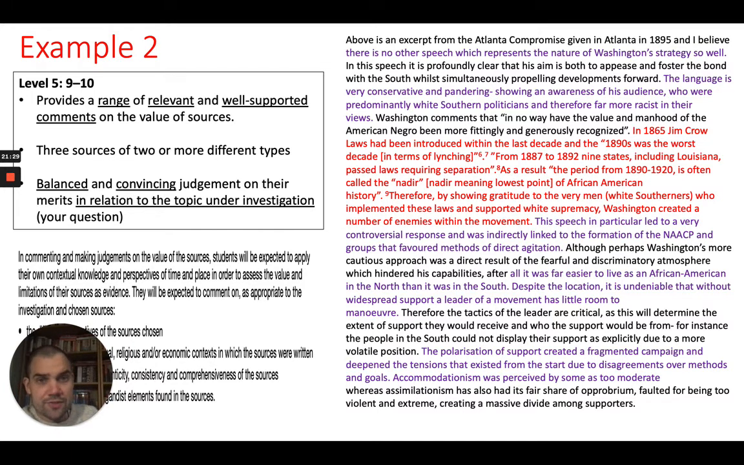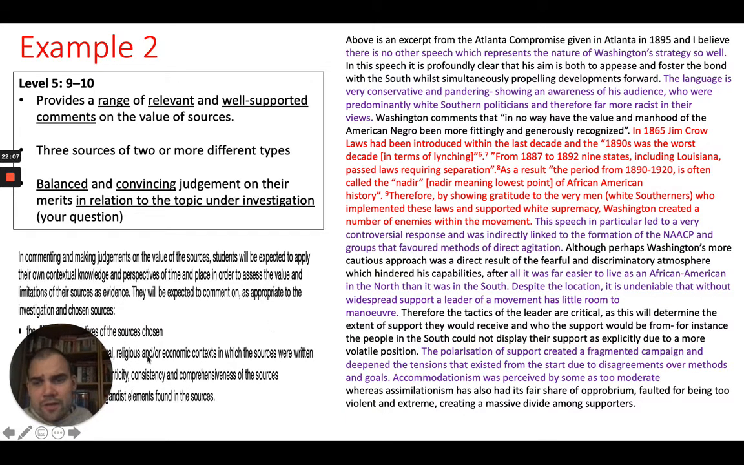Okay, so above is an excerpt from the Atlanta Compromise given in Atlanta in 1895, and I believe there is no other speech which represents the nature of Washington's strategy so well. She's immediately commented on why this source is being included, because it's going to illustrate what Washington's strategy as a black leader was for achieving African American rights. In this speech, it is profoundly clear that his aim is to both appease and foster the bond with the South, while simultaneously propelling developments forward. The language is very conservative and pandering, showing an awareness of his audience, who are predominantly white Southern politicians, and therefore far more racist in their views.